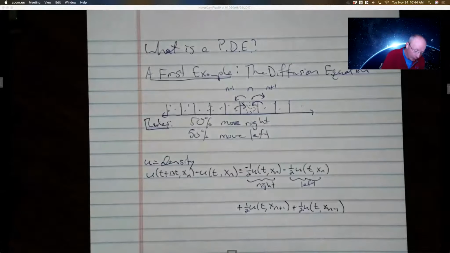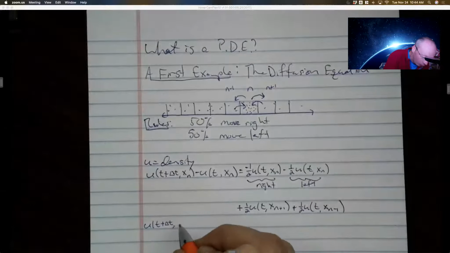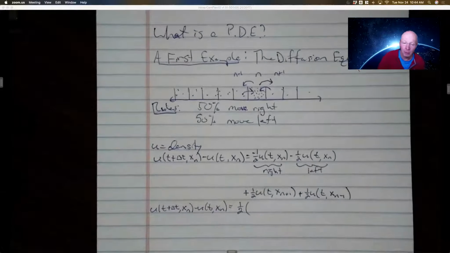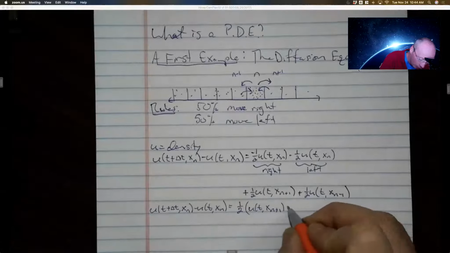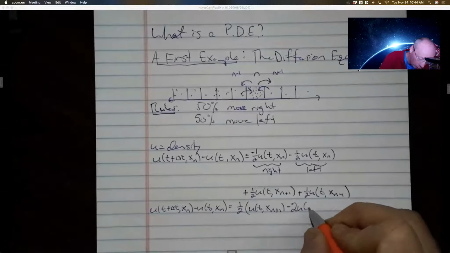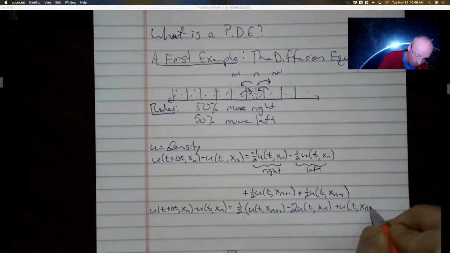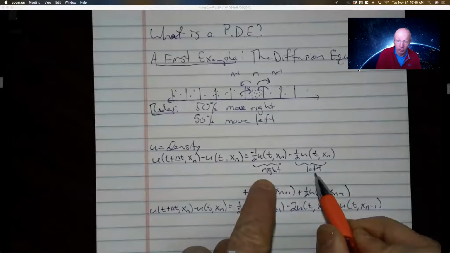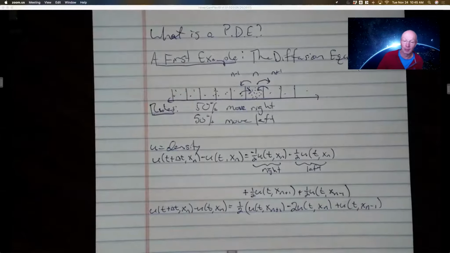Now, a little bit of rearranging. I've got my change in density over time. I'm going to pull out that 1/2, and I'm just going to do a little bit of clever rearranging. So if I do u at t, x_{n+1} minus 2 of u at t, x_n plus u at t, x_{n-1}. I've got 2 in the 1/2 here. That makes a 1. That's both of these. And then this one is here. That one is there. So I haven't done anything fancy.